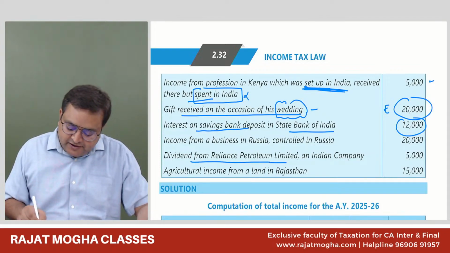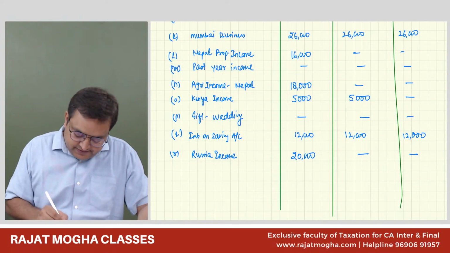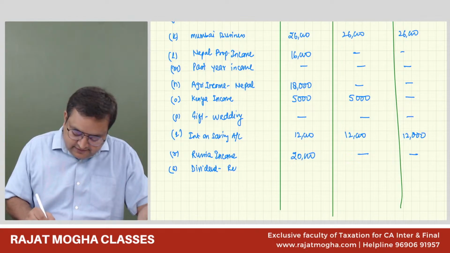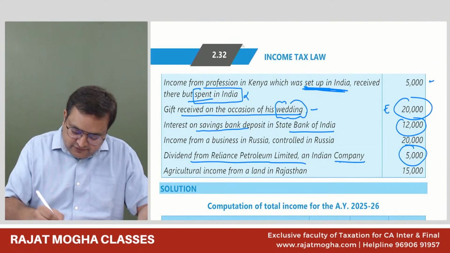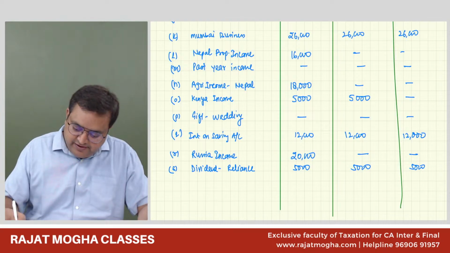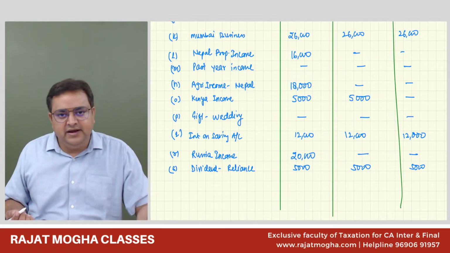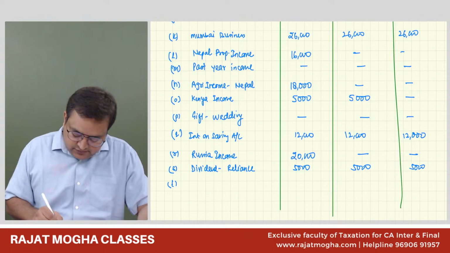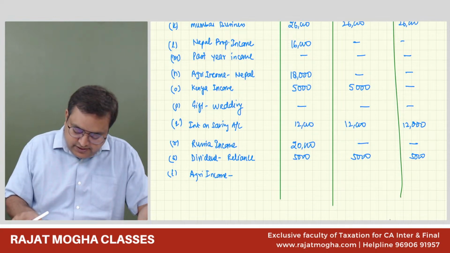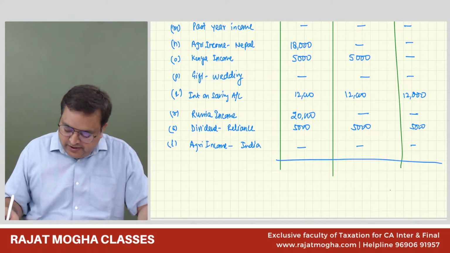Now, dividend from Reliance Petroleum Limited, an Indian company. Indian company dividend, everybody will pay tax, arising in India. Taxable for all. I believe it was 5,000. Agriculture income from land in Rajasthan, 15,000. Agriculture income from Rajasthan is an Indian income, but exempt. It is exempt, so I'm not doing it, but you can calculate.